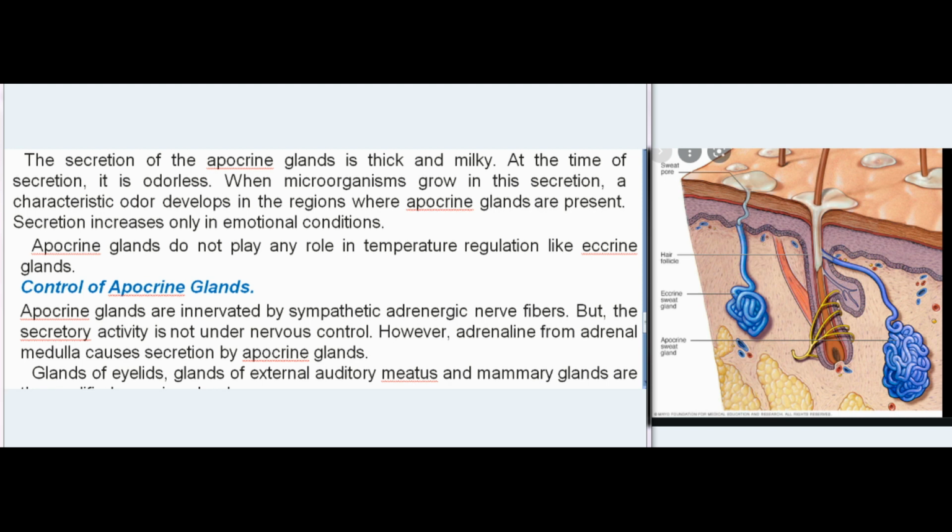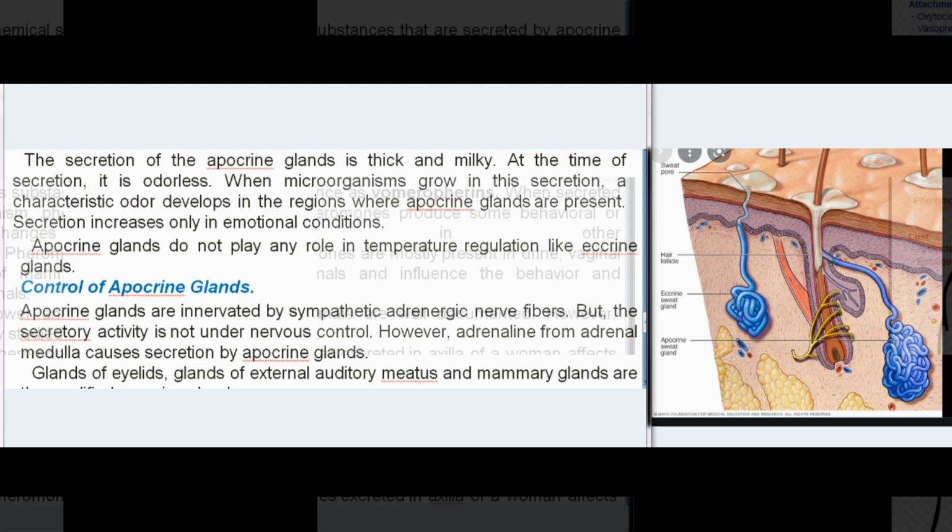Control of apocrine glands. Apocrine glands are innervated by sympathetic adrenergic nerve fibers. But, the secretory activity is not under nervous control. However, adrenaline from adrenal medulla causes secretion by apocrine glands. Glands of eyelids, glands of external auditory meatus and mammary glands are the modified apocrine glands.